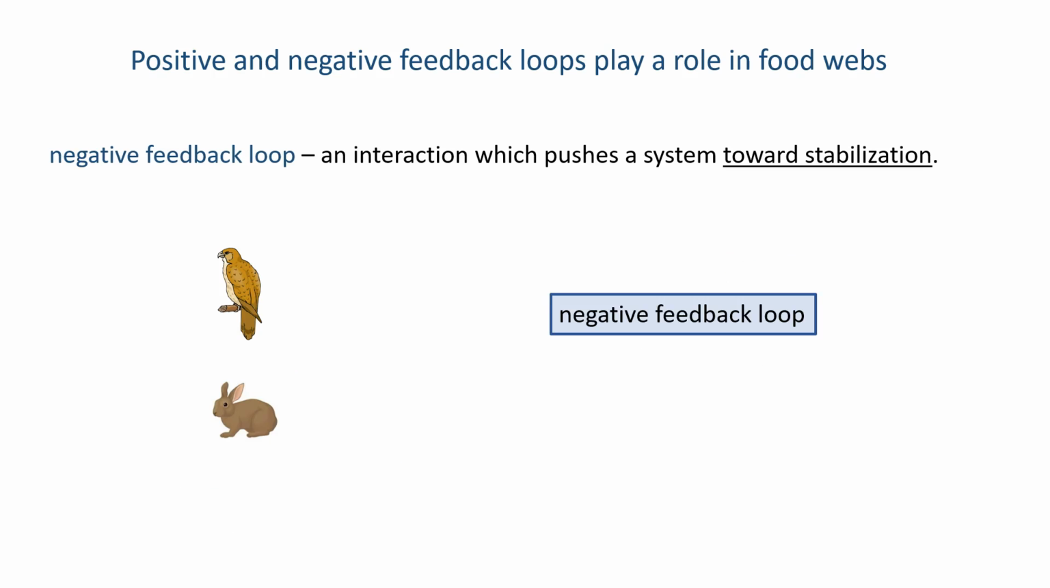Negative feedback loops are interactions which push a system toward stabilization. In this example here, as hawks prey on rabbits, it decreases the population of rabbits. However, as the rabbit population declines, the hawks have a more difficult time finding food, so their population in turn begins to decline as well. As the hawk population declines, this allows the rabbit population to increase again. And in this way, the system cycles and becomes more stable.